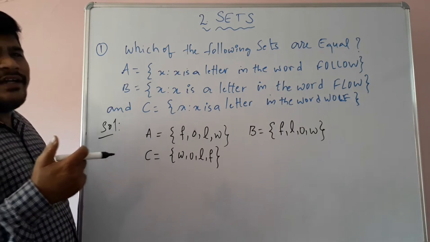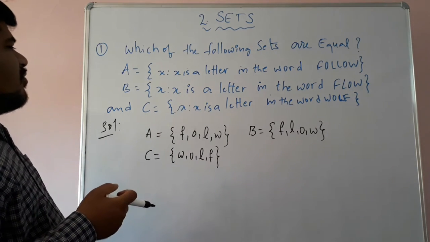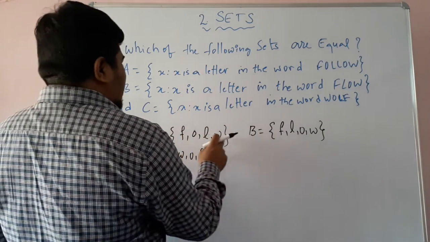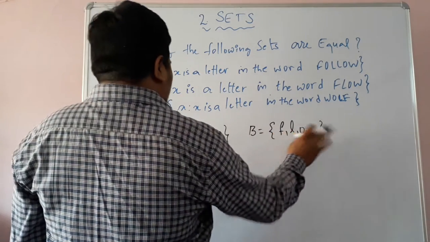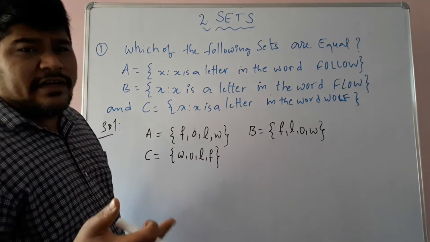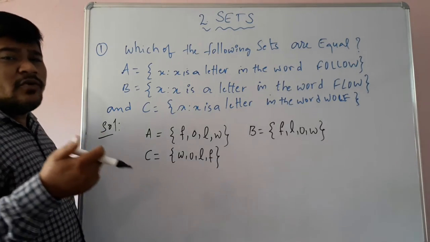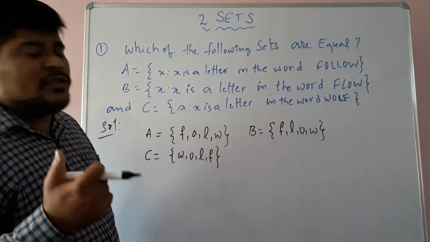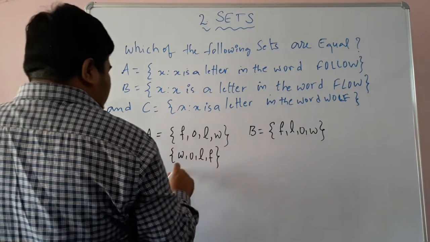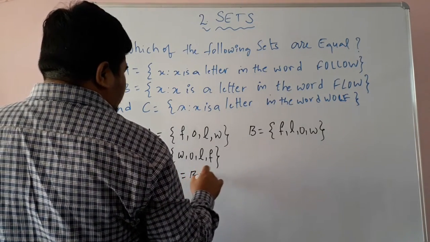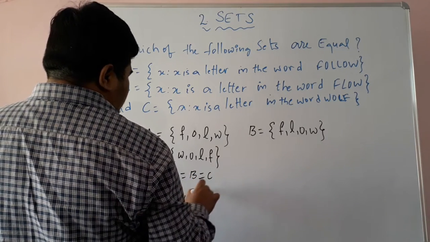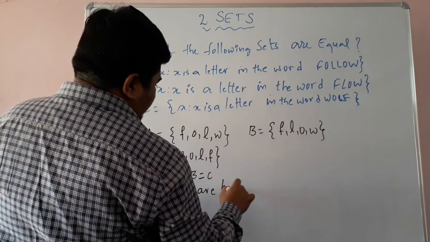So children, if we look at all these three sets, they have the same elements: F O L W, F L O W, W O L F. If two or more sets have the same elements, then they are said to be equal sets. So here these three sets have the same elements. You can write A is equal to B is equal to C.